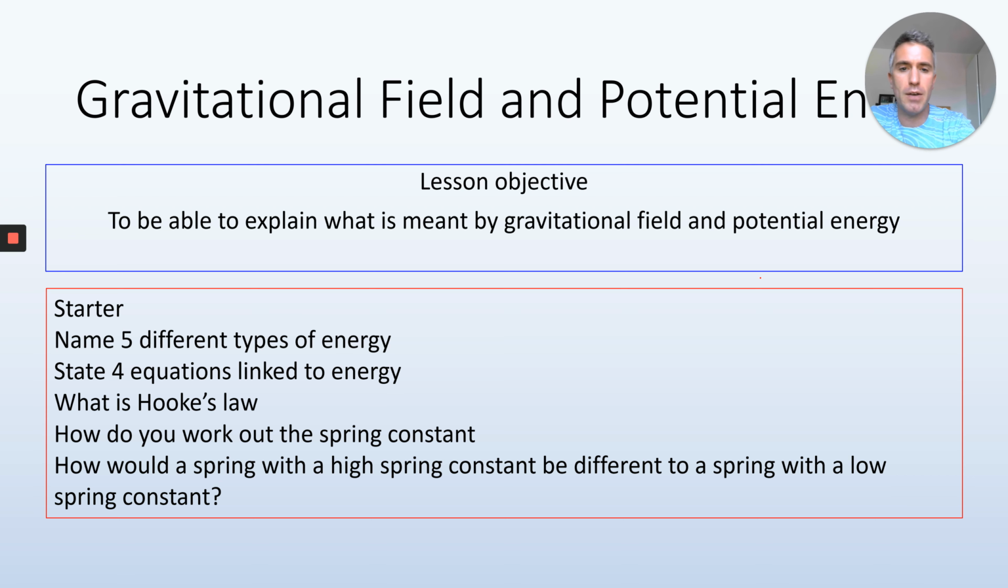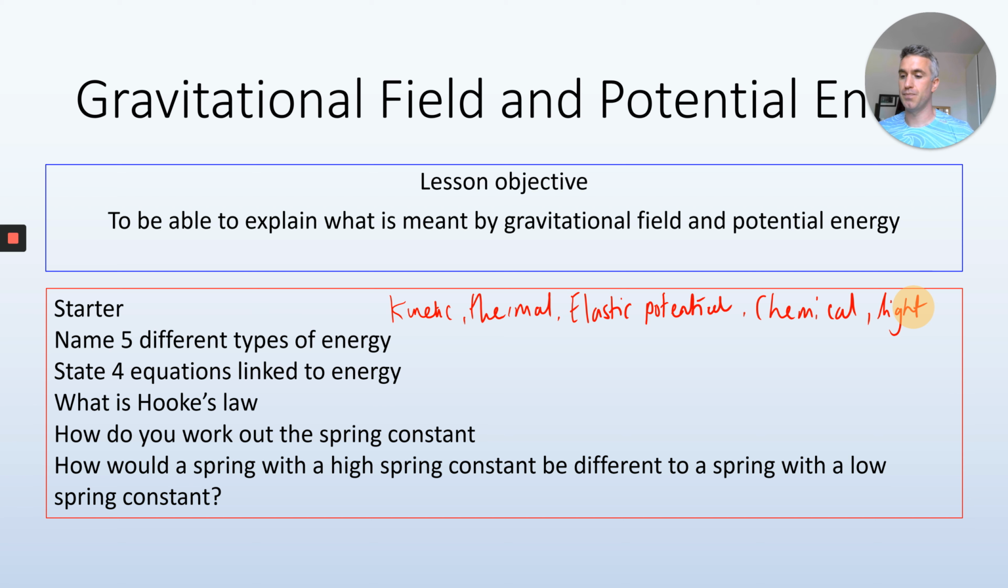Okay, so 5 different types of energy. We can have anything from kinetic, thermal, we can have elastic potential, we can have chemical, and we could also have light. Nice and simple.